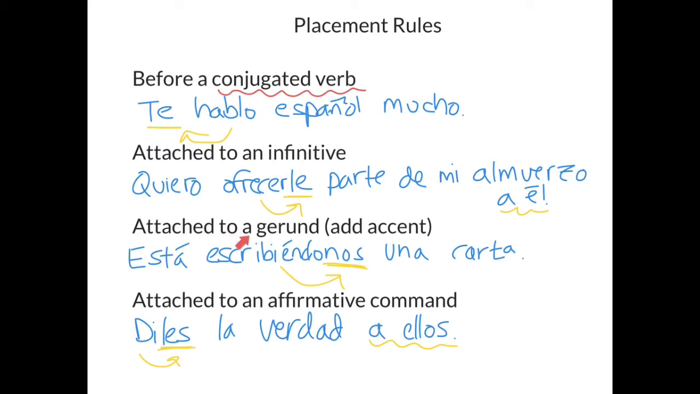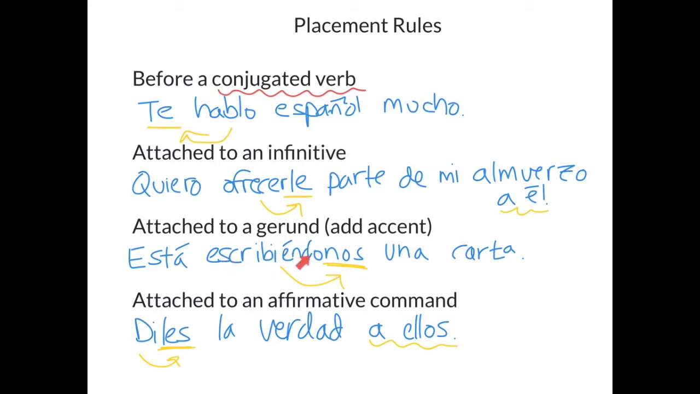We could also attach to a gerund. A gerund is just a fancy way to say the -ing form of a verb. And we need to add an accent when this happens. So for example, "está escribiéndonos una carta." So this person is writing a letter to us. To or for whom is the action being done? To us. The letter's going to us. So that's your indirect object.